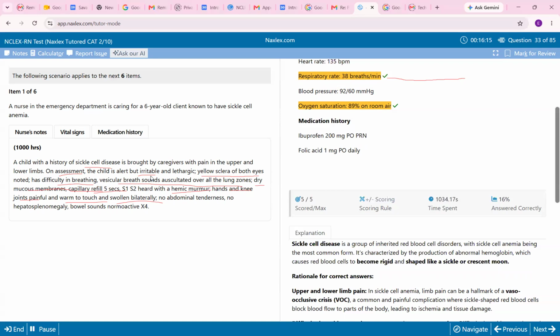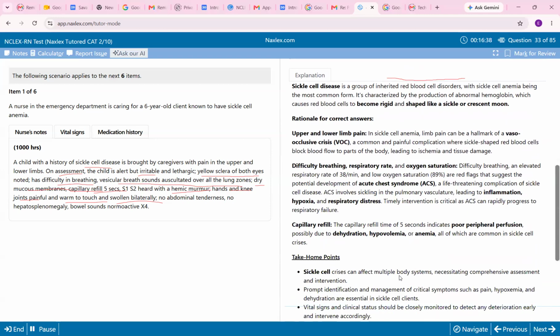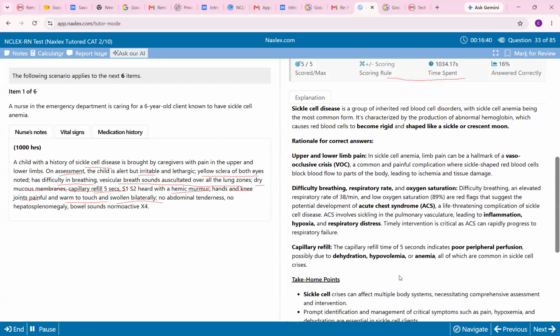Also, there is hypoxia. The child is irritable and lethargic. Yellow sclera of both eyes can be an expected finding. Difficulty breathing, vesicular sounds, and dry mucous membrane. Capillary refill is abnormal, because a capillary refill of 5 seconds indicates that there is delayed perfusion.